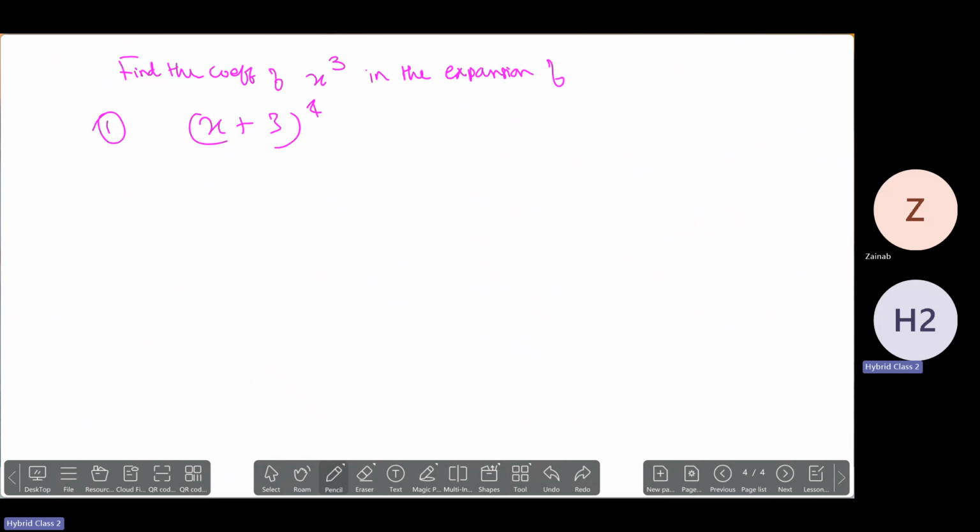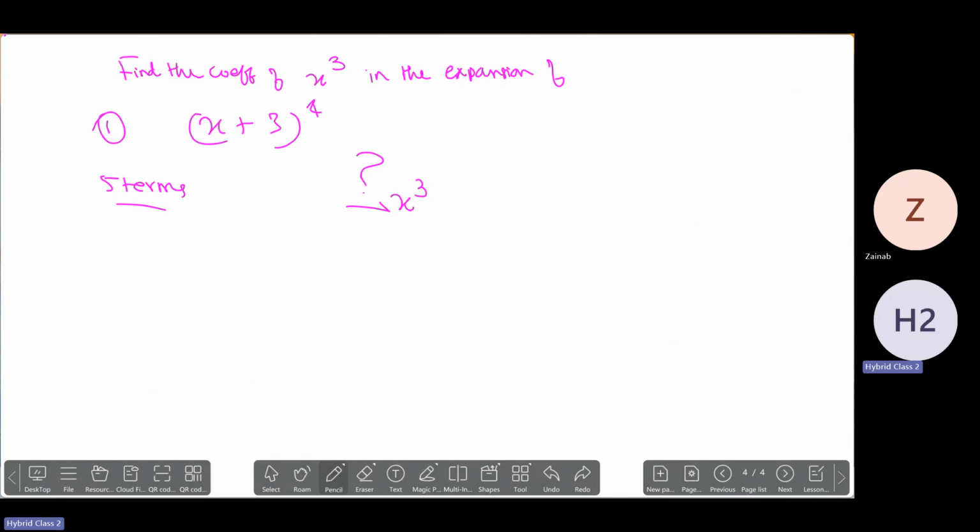Okay. So if I expand, how many terms will come? 5 terms. Out of 5 terms, one of your terms is going to be x cube. That coefficient we should find directly. Anybody has an idea to get it directly without expanding it? Is there any way to get it directly? We need to find the coefficient of x cube in the expansion of x plus 3 whole power 4 without expanding it.